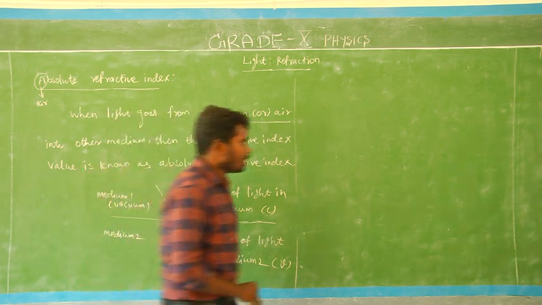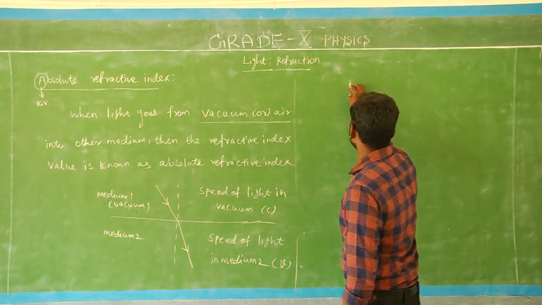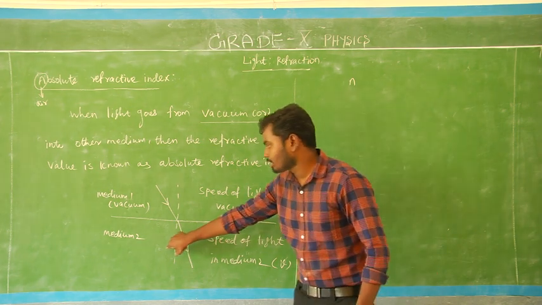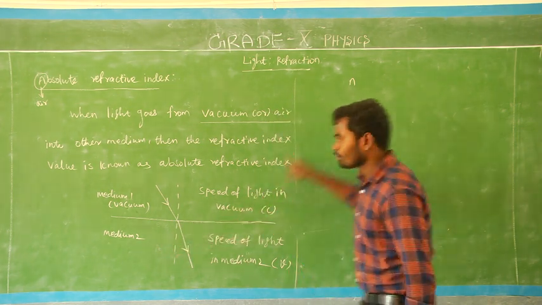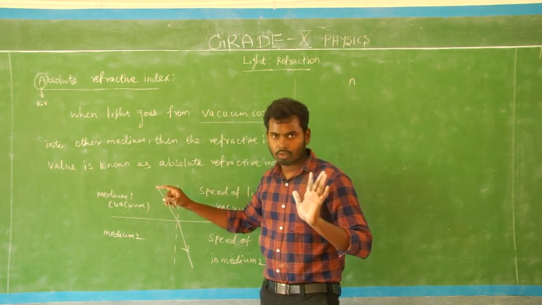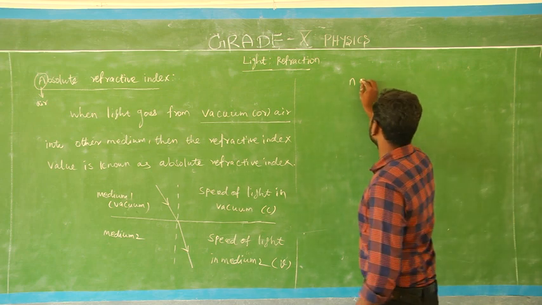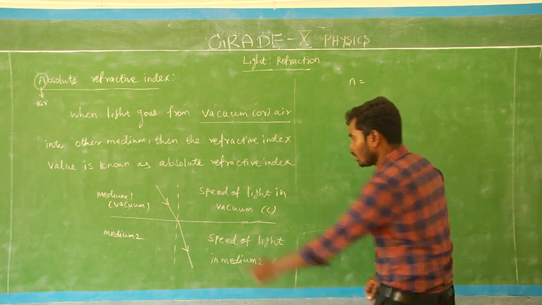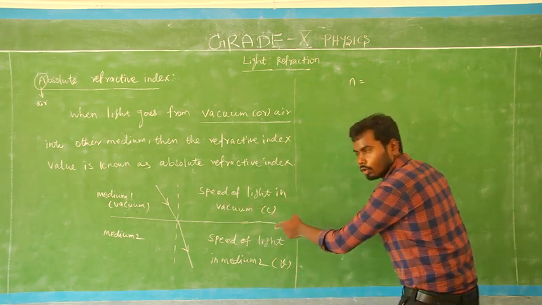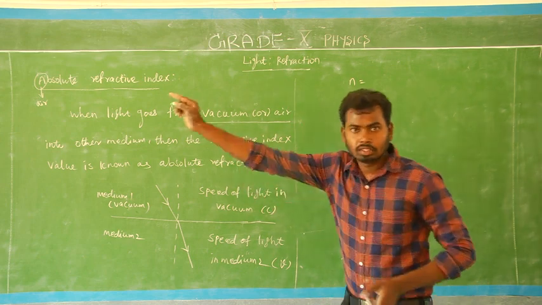So listen here, now find the refractive index. Here the refractive index is for the second medium, so it is the refractive index of medium 2 with respect to vacuum. Now I am going to find out the formula. The refractive index is equal to the speed of light in vacuum over the speed of light in the medium. This formula is similar to the relative refractive index formula.